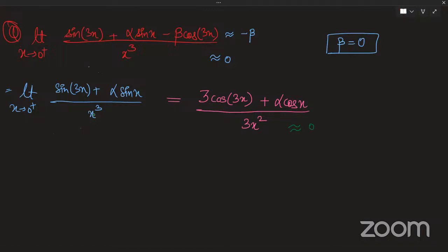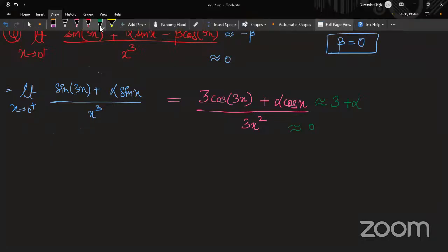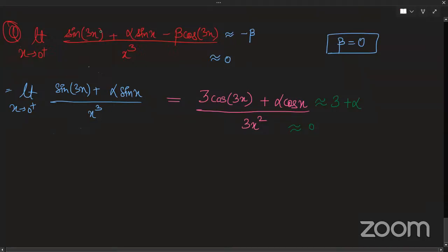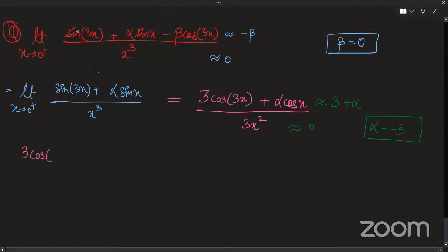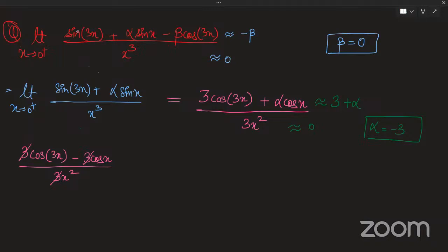So now, where is my denominator tending to? 0. What about the numerator? 3 plus alpha. So what should be my value of 3 plus alpha? 0. Great, 3 plus alpha should be 0. What should be my value of alpha? Minus 3. Great work. So 3 cos of 3x minus 3 cos x whole divided by 3x square. I can just cancel out the 3s, so you've got cos of 3x minus cos x whole divided by x square.